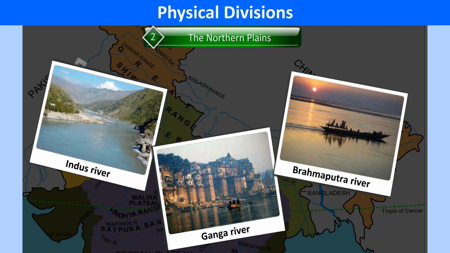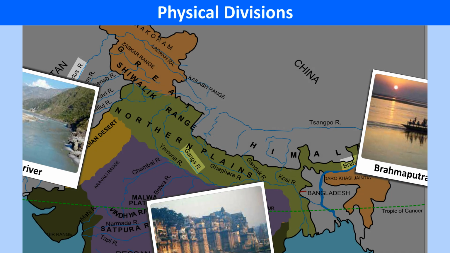The Brahmaputra plain forms the northeastern part of the northern plains, covering Assam. This plain is drained by the Brahmaputra and its tributaries, such as the Subansiri and Dhansiri. It enters Bangladesh, where it is called the Meghna, joins the Ganga, and finally flows into the Bay of Bengal. A part of the delta formed by the Ganga and Brahmaputra in Bangladesh extends into West Bengal.